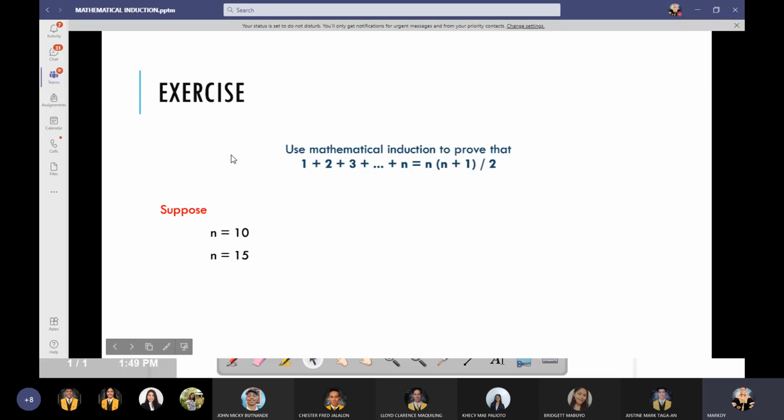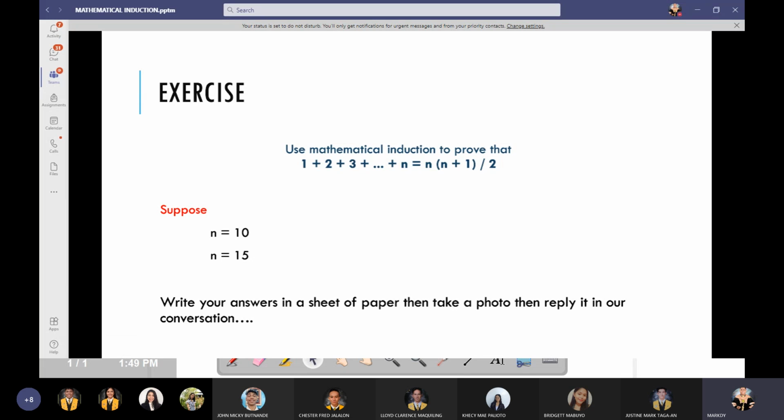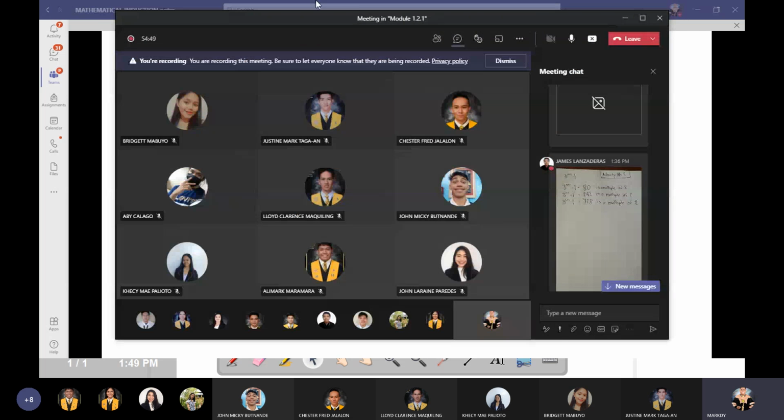So suppose we have n is equal to 10, n is equal to 15. The same procedure as earlier. Write your answers in any sheet of paper or in your respective whiteboard, then upload as a reply with a label activity number 3. You can start now.